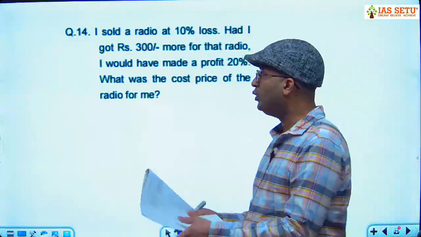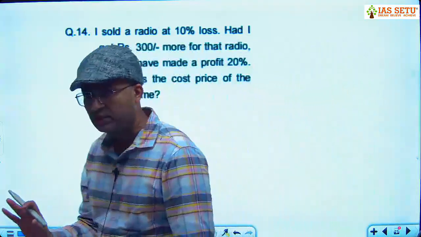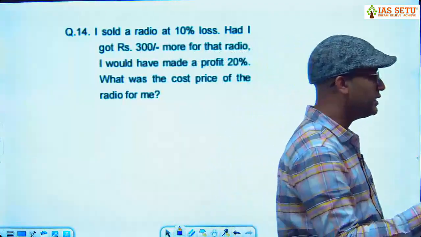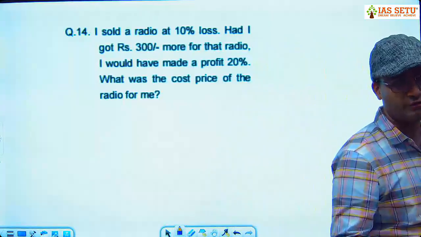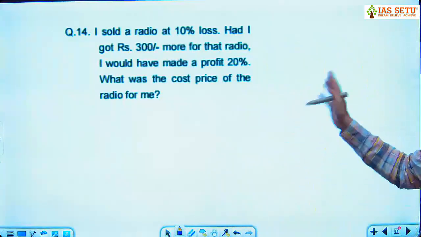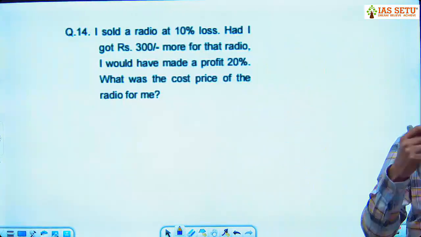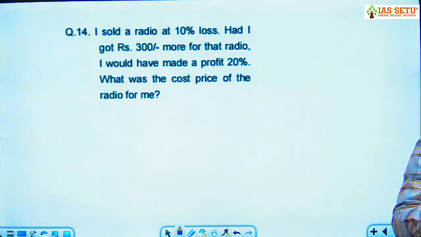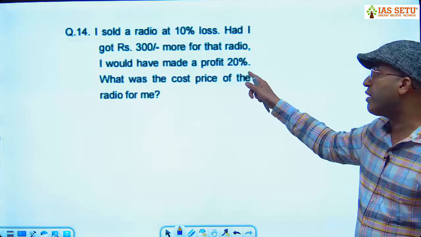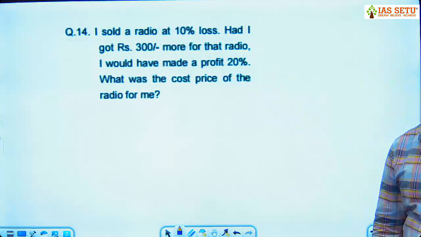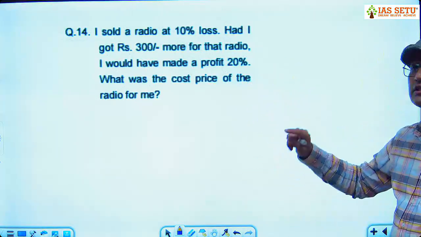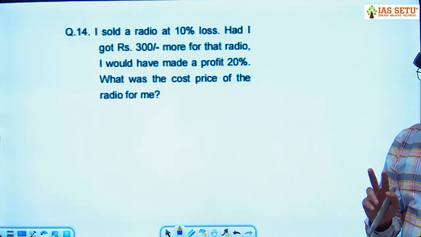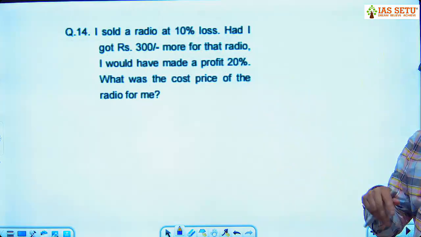I sold a radio at 10% loss. स्टोरी समझ में आ रही है ना कि मैंने एक रेडियो 10% लॉस पे बेचा. Then someone came up with some extra offer. He told me that he can give me 300 rupees extra. So then I calculated कि if I would have got 300 rupees extra for that radio, I would have made a profit of 20%. So we have to calculate what is the cost price of the radio for me. I give you two methods. One is percentage based, other is X based.